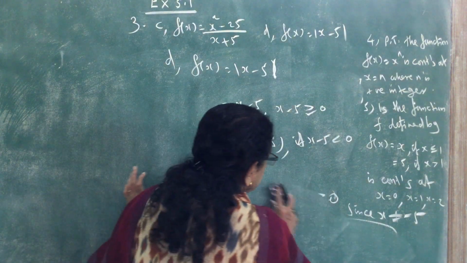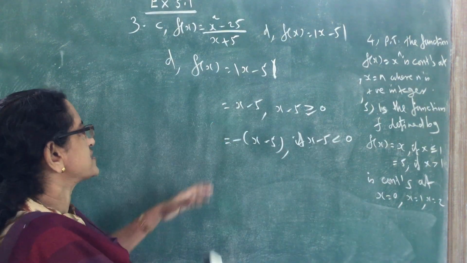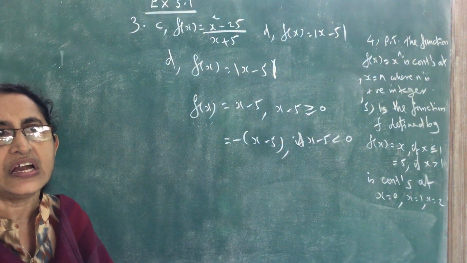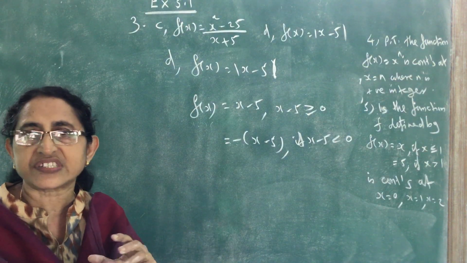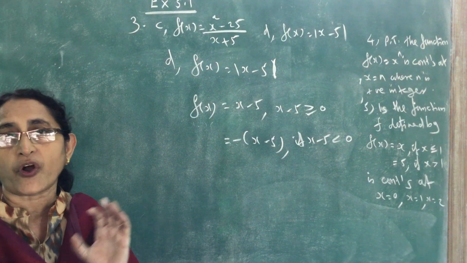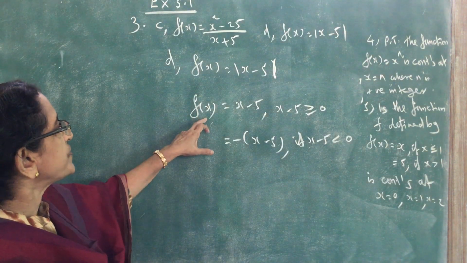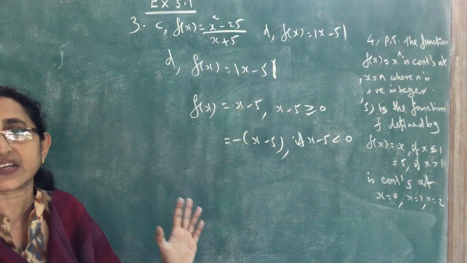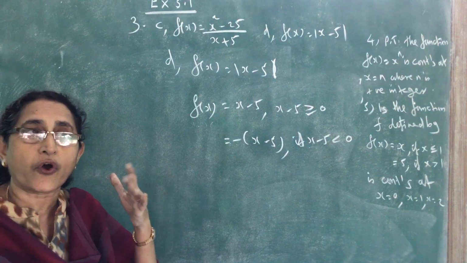Now we can see this is the given function f(x). Now we want to check the continuity of the function. We have to check whether this function is continuous at every point of the domain. So what is the domain of this modulus function? That is the set of all real numbers. For every real number x, the function is defined.